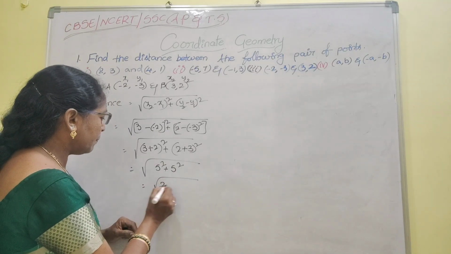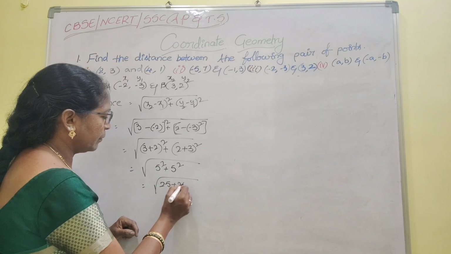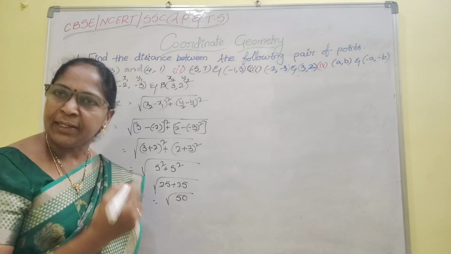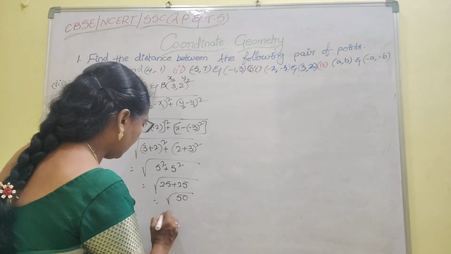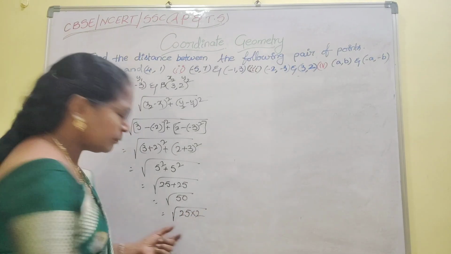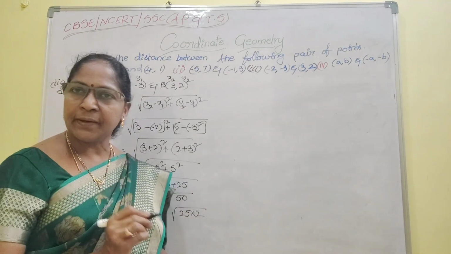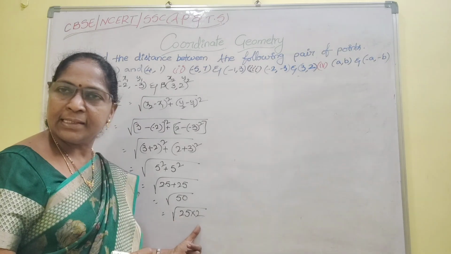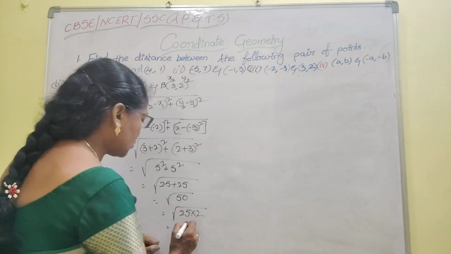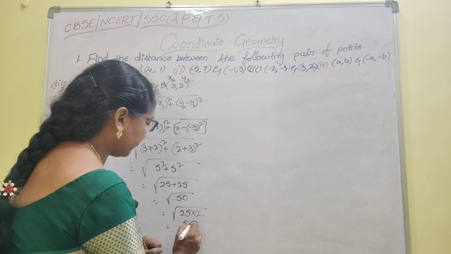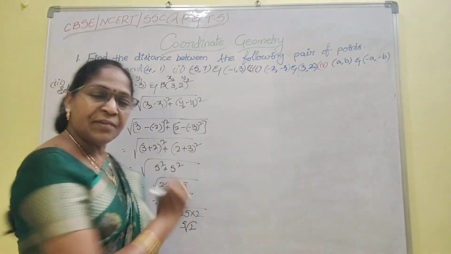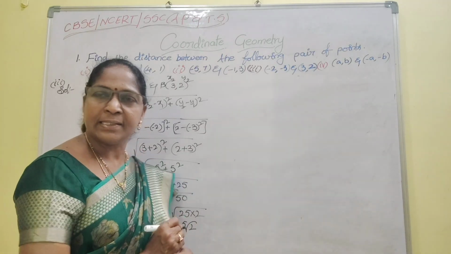So 25 plus 25 equal to square root of 50. Again 50 can be written as 25 into 2. 25 is a perfect square number, so you can write like this. Now square root of 25 equal to 5. So 5 root 2 is the answer. Is it clarified? If you have any doubt, then you can ask me in the comment section.